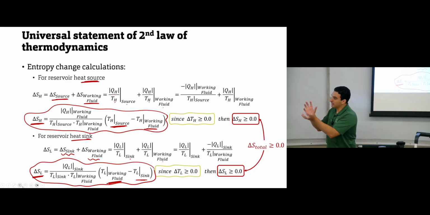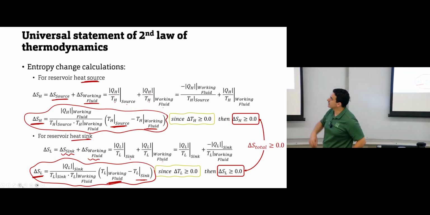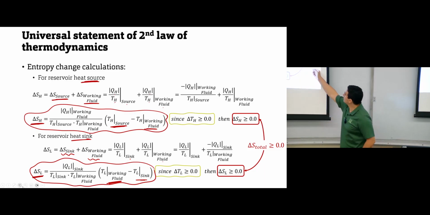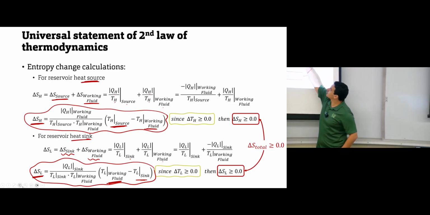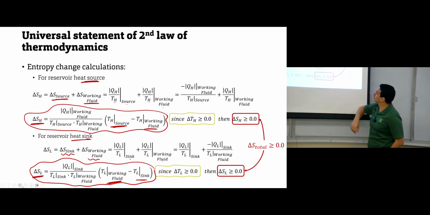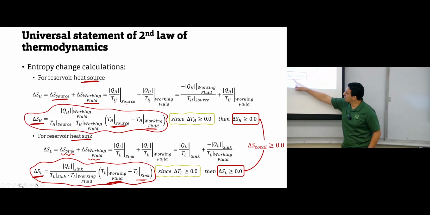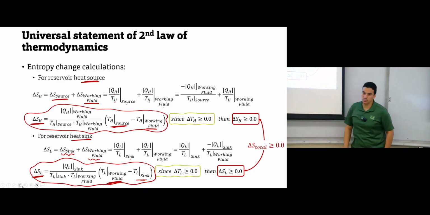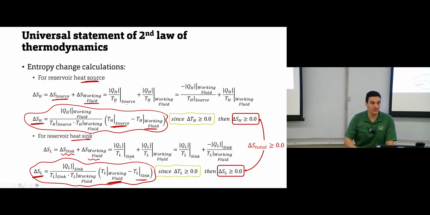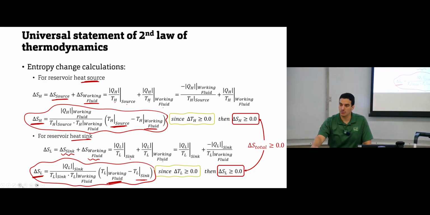When we combine these two observations in order to analyze the entropy change for the reservoir and for the sink, we end up with the same thing. Entropy change for the reservoir, the source, is greater than or equal to 0. Entropy change for the sink is greater than or equal to 0. So for any heat engine, for any process, the entropy change is always positive.